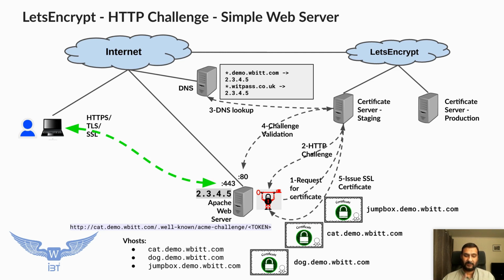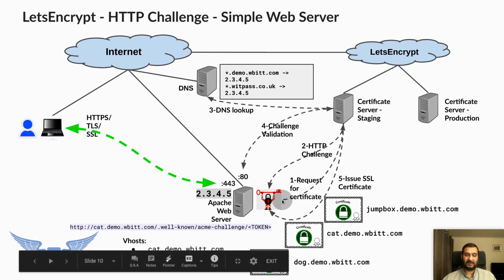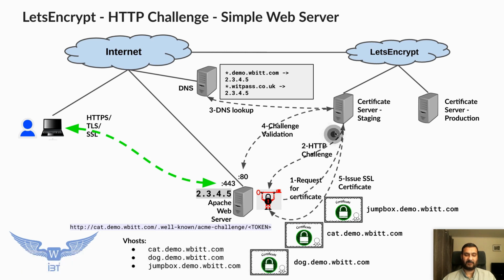So for the first virtual host, cat.demo.wbit.com, certbot starts off, or rather you initiate the command, but certbot sends a request for a certificate all the way to the staging server. Now I've intentionally highlighted or connected all the lines to the staging server because that is how you should also think. You should always go for the staging server when you are setting up your infrastructure for the first time. When everything is in order, then and only then you change the configuration to start talking to the production server.